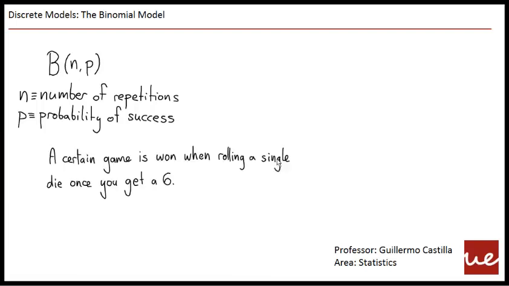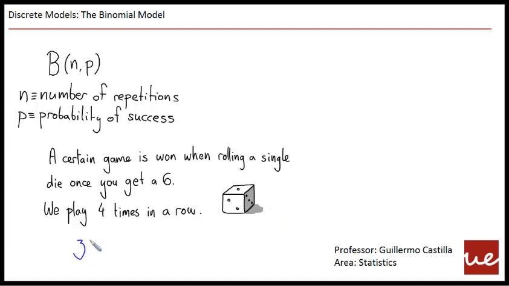Okay, so let's explain it through an example. A certain game is won when rolling a single die once and you get a 6. Okay, so we play 4 times in a row. Here's a little die diagram here. So we're going to roll the die. If you get a 6, you win, and we're going to play 4 times. Okay, so let's see how many times we actually repeat in this case.